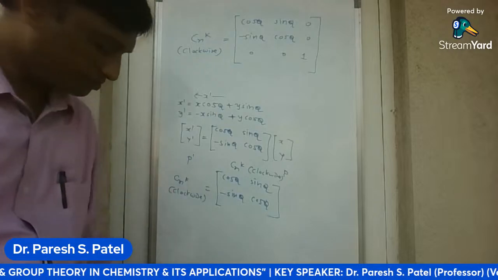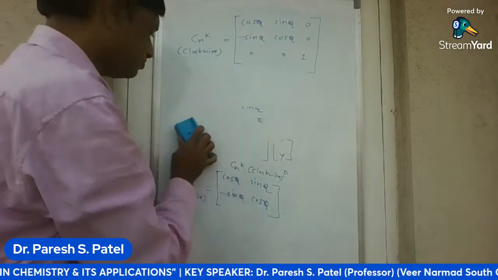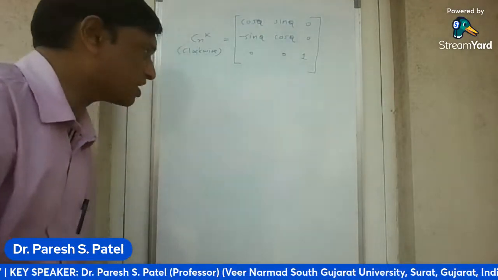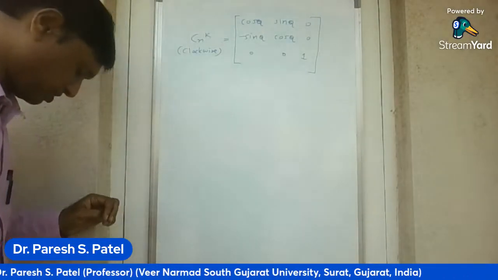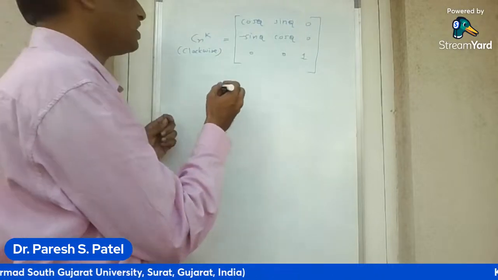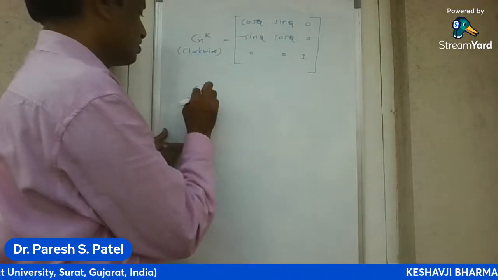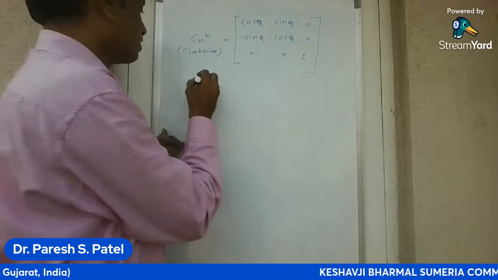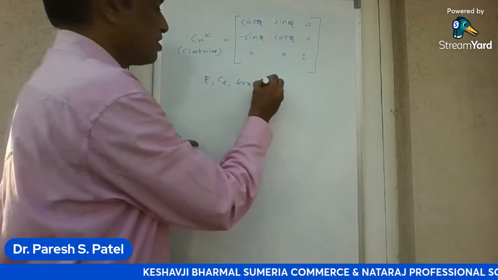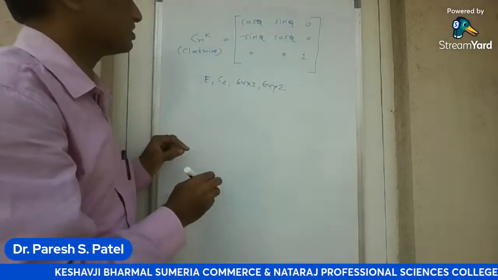As an example, the water molecule has a C2 axis of symmetry. In that case, we have to rotate the water molecule by 180 degrees. So the water molecule has the symmetry operations E, C2, sigma v xz, and sigma v yz.